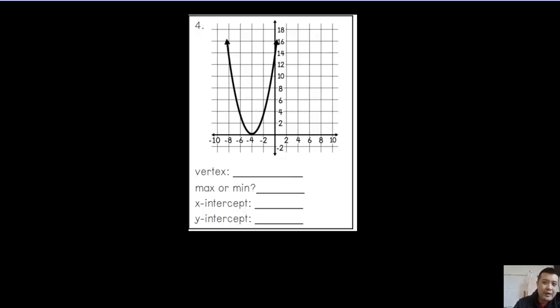Go ahead and try this one out on your own. What you should have found was we have a vertex of (-4, 0), a minimum of 0 right there, an x-intercept also right here, and then our y-intercept right here.